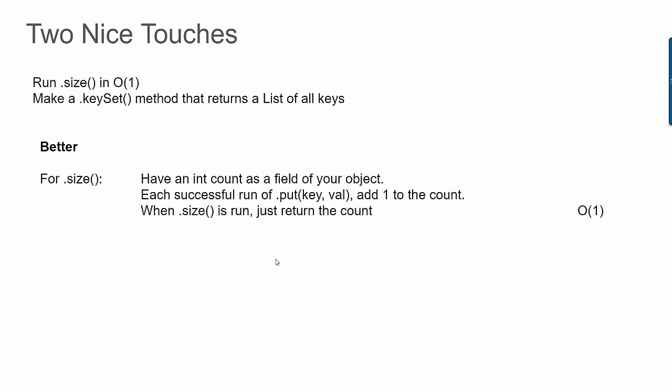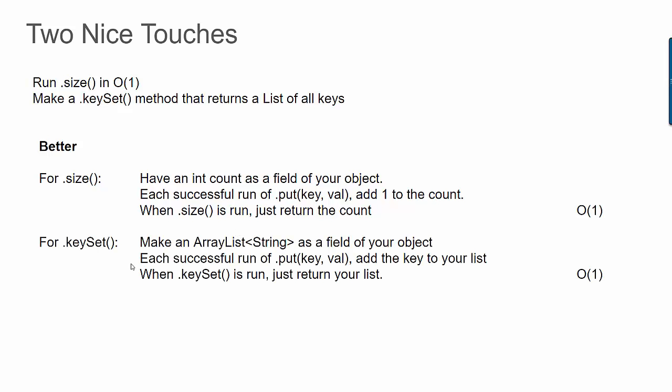So a better approach would be to have an int field for your object that gets incremented every single time you put something into the hash map. So now when someone asks for size, you don't have to loop over everything and count. It's like you're counting each time someone puts something in. But that only takes constant time to add 1 every time someone puts something in. And then that number is always up to date. And then size can just return that count that you've been maintaining.